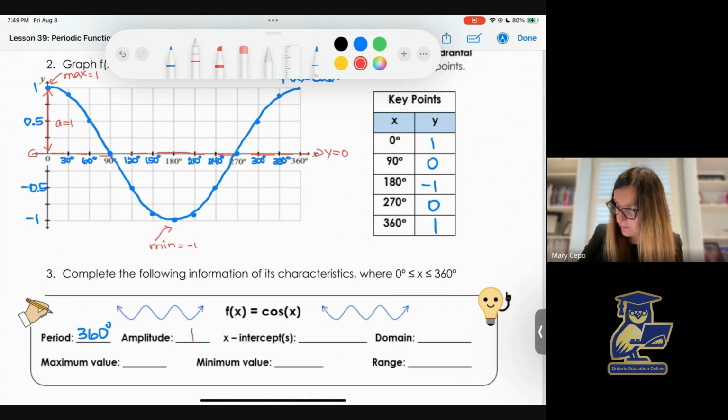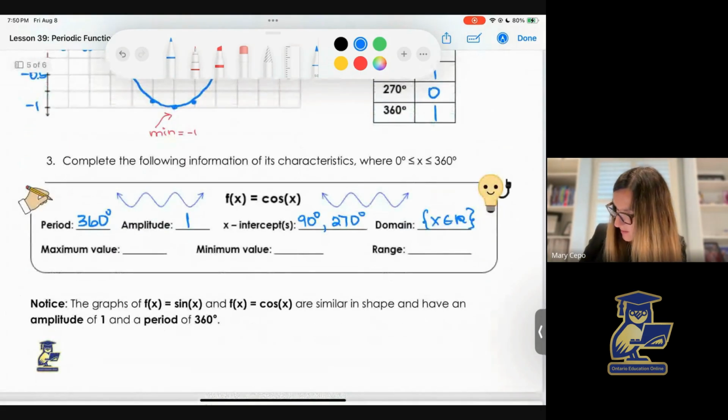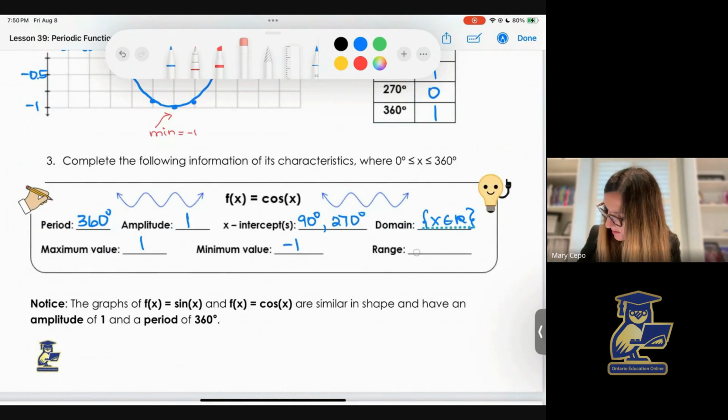Okay, the x-intercepts. In this case, where does the graph cross the x-axis? At 90 degrees and at 270 degrees. The domain, again, unless given restrictions, is that one cycle. Otherwise, x is an element of real. The maximum value we saw was 1. The minimum was negative 1. The range would be, again, the y value can be any value, but it has to be greater than or equal to negative 1 and less than or equal to 1.